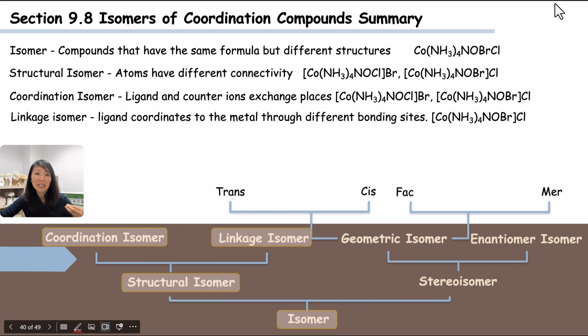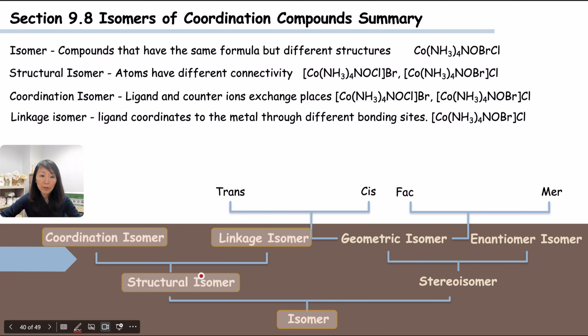Now that we have discussed all the different types of isomer, I just want to give you the overview picture of the entire summary of isomers. So we have an isomer here. It means that they have the same chemical formula. So it's going to have a cobalt, let's just say, four ligands of ammonia, a nitric monoxide, bromine, and chlorine. But as you go up, you'll see that these molecules are arranged in slightly different ways.